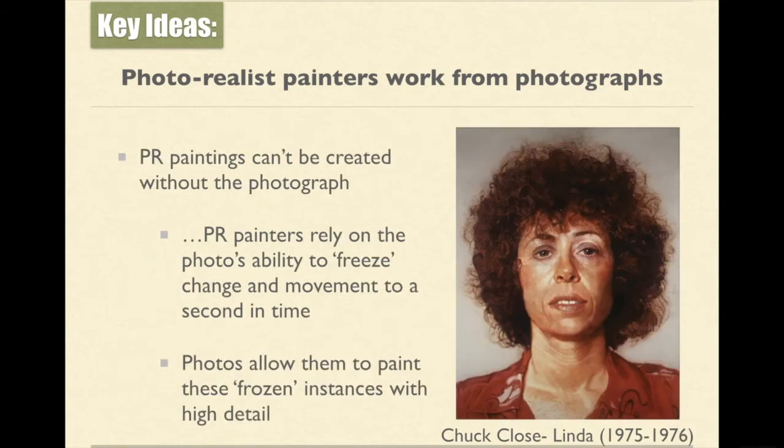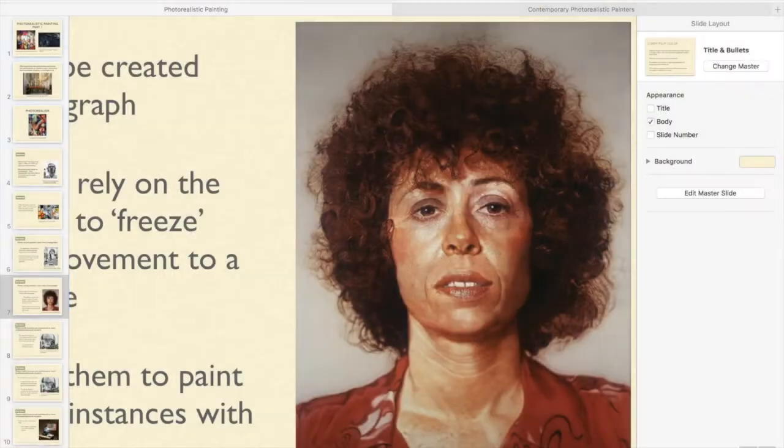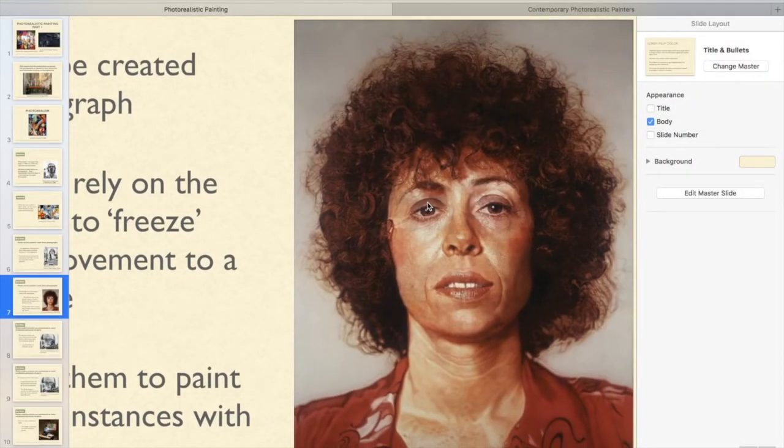Let's look at Linda by Chuck Close. And I'm going to get out of the window and just zoom up a little bit. And I want you to consider what about this painting suggests that it depended on a photograph. And what you may be thinking is how difficult it would be for her to hold this position for the length of time it would require for Chuck Close to paint it at 6 feet tall in this level of detail.